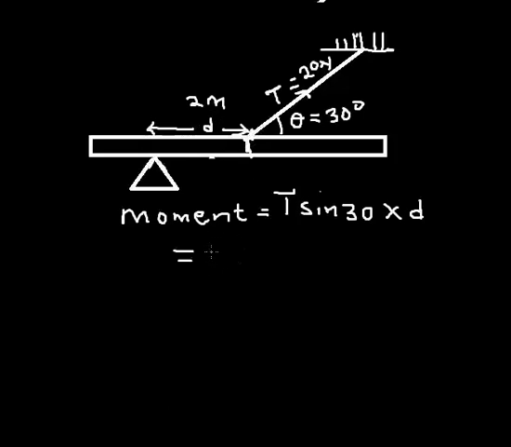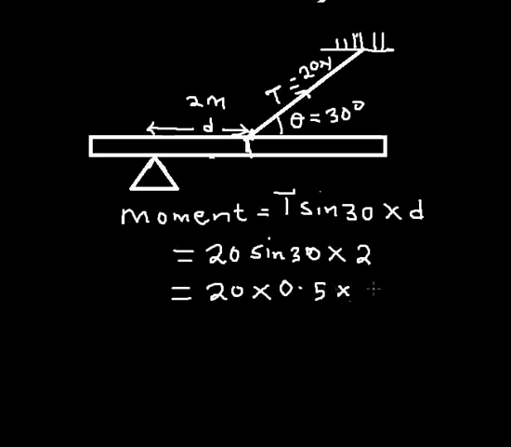Let's do that. So this is going to be equal to the tension, 20, multiplied by sine 30, then multiplied by the distance, which is 2. So this is equal to 20 times sine 30, which is 0.5, then times 2. 0.5 times 20, that's 10. 10 times 2, that's going to be 20 Newton meter. Okay, so I hope that is well understood.